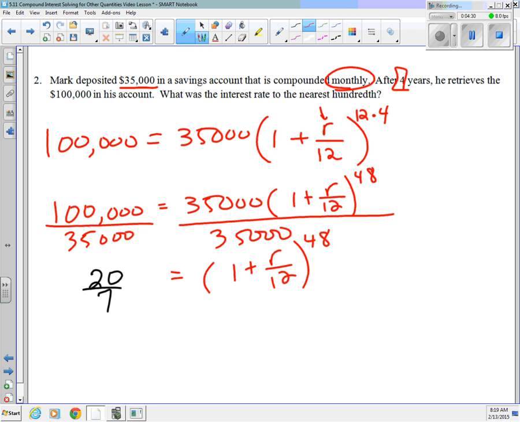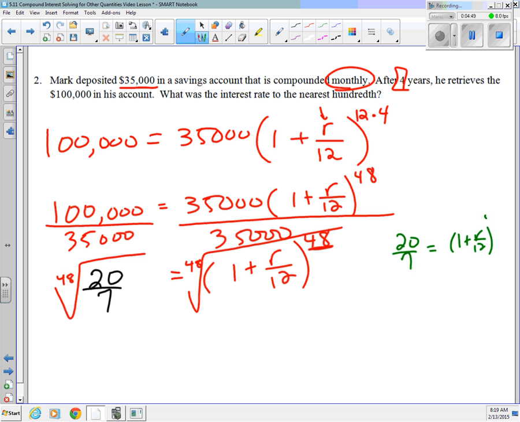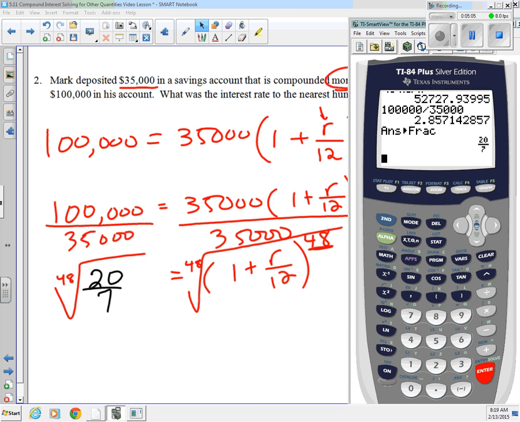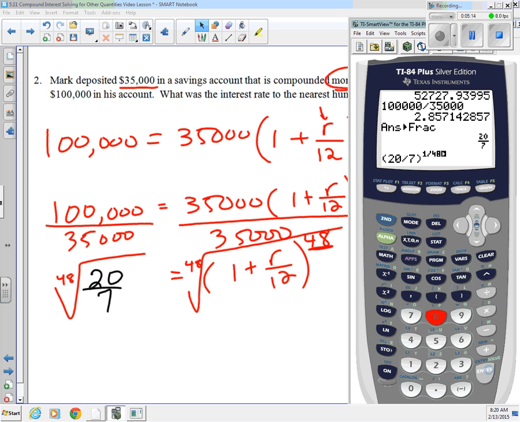Well, I want to undo something to the 48th power. There are 2 ways you could do that. I could take the 48th root on both sides. Alternatively, I could think of 48 as 48 over 1 and raise both sides to the 1 over 48th power. As we know, raising something to the 1/48th power is the same thing as taking the 48th root of something. So it doesn't matter how you put that in your calculator. I happen to think a little easier is to do 20/7 raised to the 1/48, so that if you forgot where the root key is, you can do it this way.